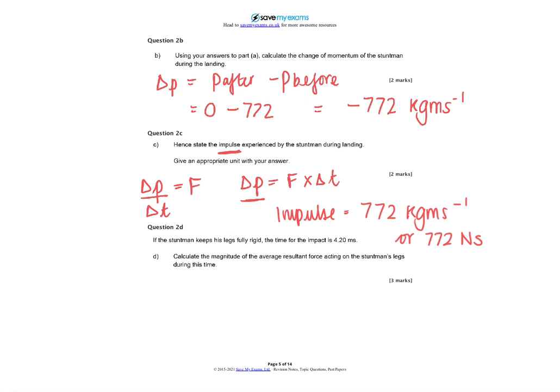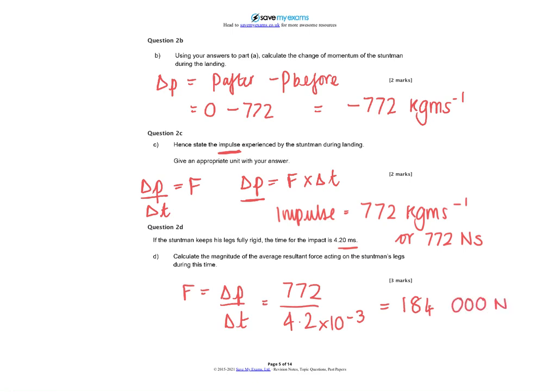Question 2D, the stuntman keeps his legs fully rigid and the time for the impact is 4.2 milliseconds, ms. Calculate the magnitude of the force. So we're going to use the equation that I put above there. Force is the change in momentum divided by the change in time. So we're going to do 772 divided by 4.2 times 10 to the power of -3, because it's milliseconds, not normal seconds. And if we type that into our calculator, you get an answer which rounds to 184,000 newtons. Newtons is our unit because we're working out force.